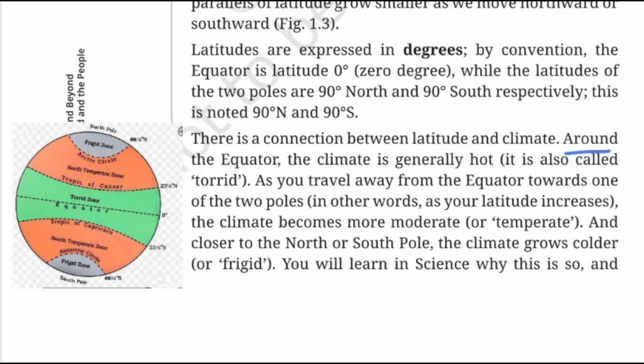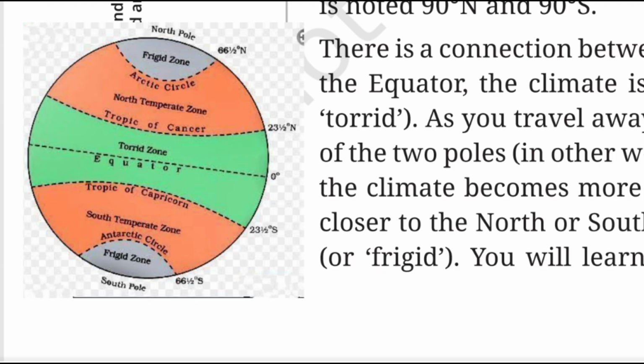Around the equator, climate is generally hot. That is called the torrid zone. In the figure you can see this is the equator. Around the equator, that green colored portion, the temperature is higher. That is the torrid zone. This green colored portion around the equator is the torrid zone. There will be more heat. That area will be hotter. Torrid basically means a hotter area. Torrid zone, you understand, isn't it?